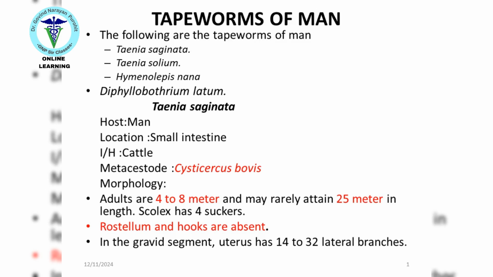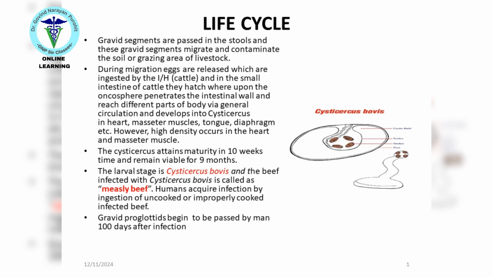Taenia saginata, a tapeworm affecting humans, resides in the small intestine. The larval stage, Cysticercus bovis, develops in cattle, leading to a condition known as measly beef. The life cycle of Taenia saginata involves the release of gravid segments in the feces, which are ingested by cattle. The larvae develop into Cysticercus bovis in the muscles, and humans acquire the infection by consuming undercooked beef.